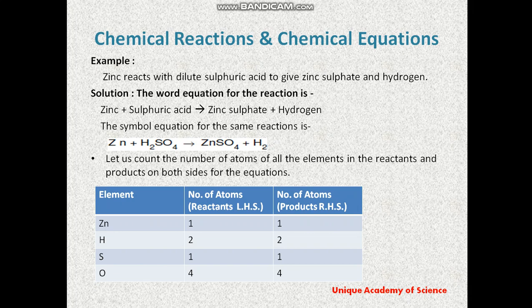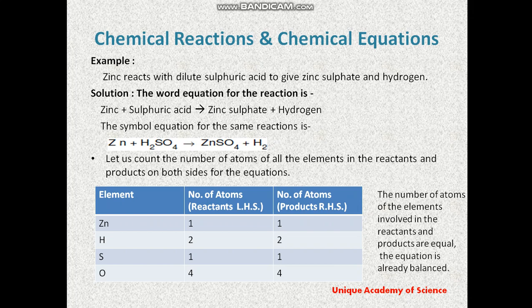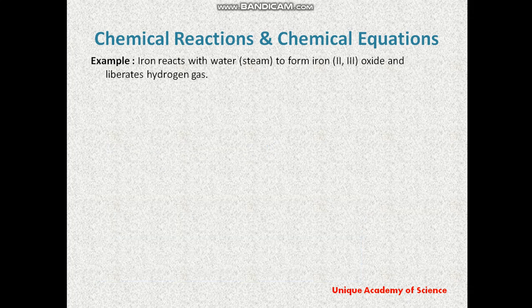So this is known as a balanced chemical equation. Here we do not require any further processing. Okay, so this equation is balanced. Here we can say that the number of atoms of the elements involved in the reactants and the products are equal and the equation is already balanced. So we cannot process further.